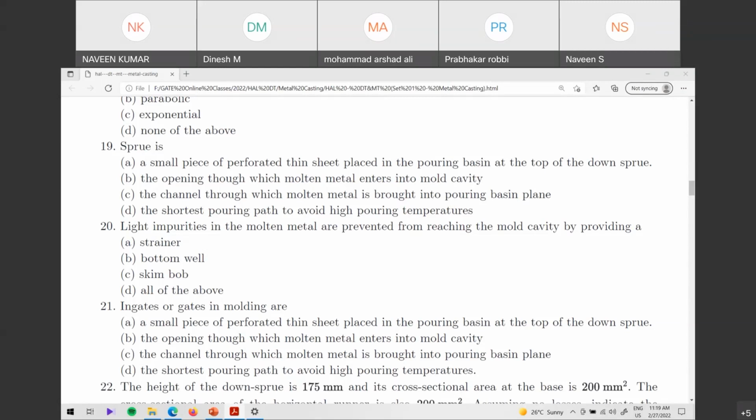Okay, fine. So she is asking: a sprue is a small piece of perforated tin sheet placed in the pouring basin at the top of the down sprue. There is no meaning of this. Leave it. At the opening through which molten metal enters into the mold cavity. So this is a possibility. Okay, fine. Let's see. The channel through which molten metal is brought into the pouring basin. Okay, this can also be an option.